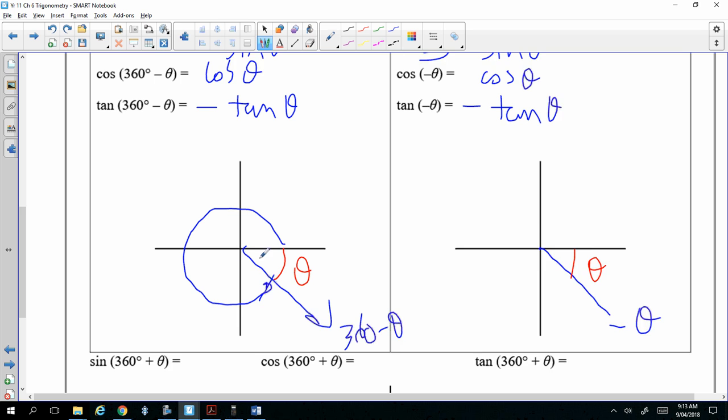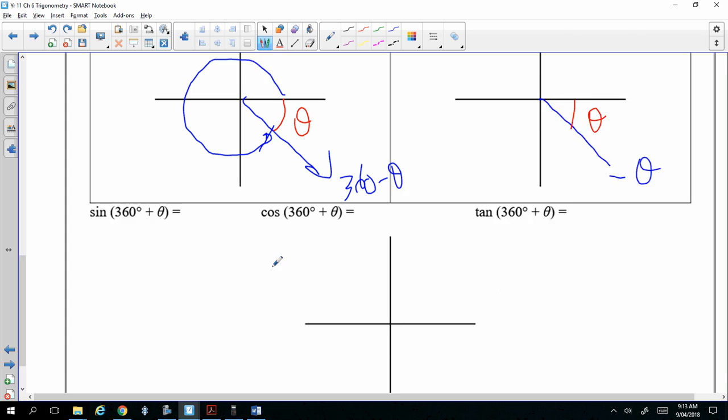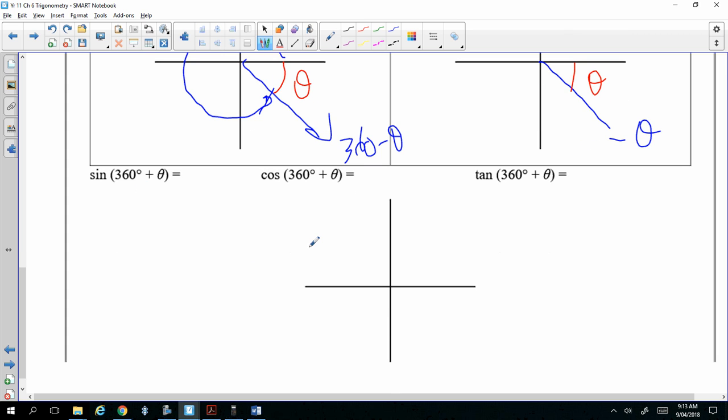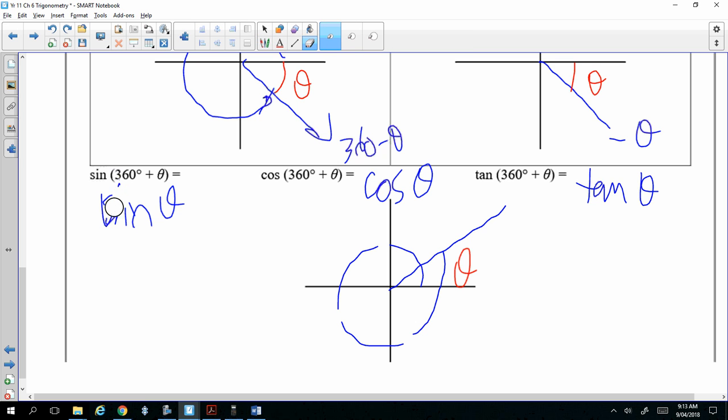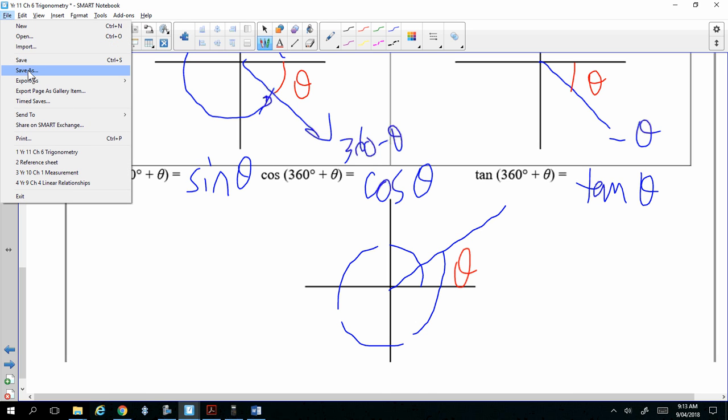Next one, how about 360 plus theta? You just have to go around the circle plus a little bit more. So it ends up in the first quadrant again. In that case, everything's going to be positive. So you say that's going to be sine theta, cos theta, tan theta. Everything's positive. Right, so these are the identities, and they are not hard to learn. You just have to draw a unit circle. Alright, done. Some of the homework questions will contain this, so now you know what to do.